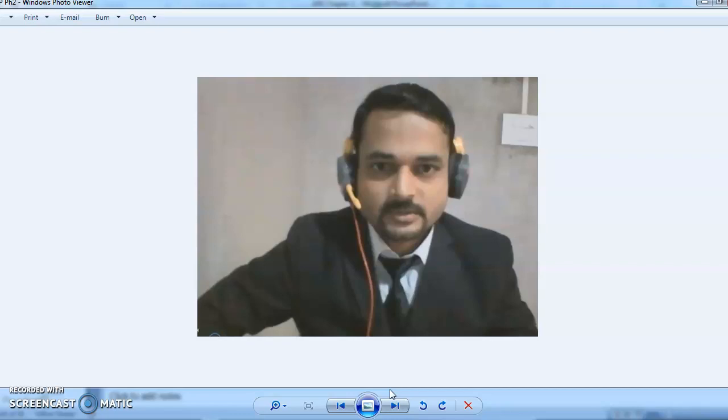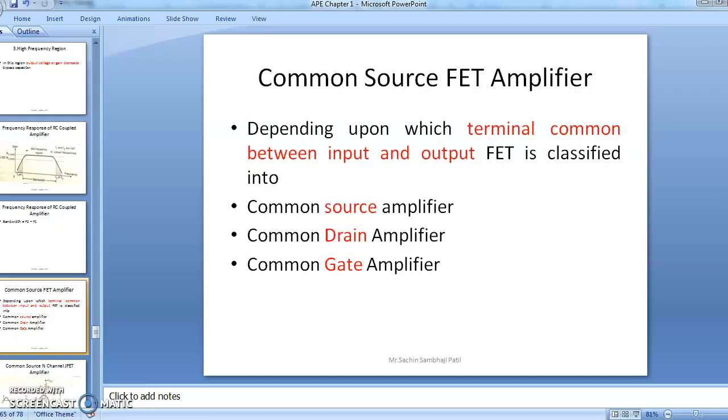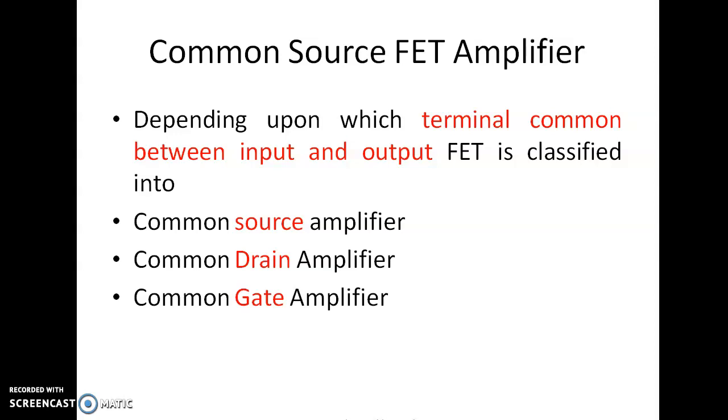In this session, we are going to see the common source FET amplifier. FET is a field effect transistor. Field means voltage, and transistor means transfer plus resistor, which has the capability to transfer signals from input to output.